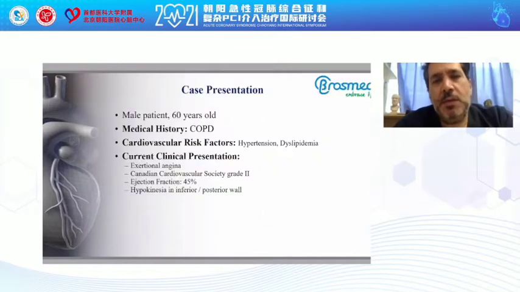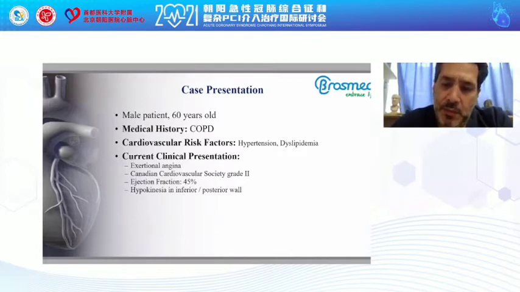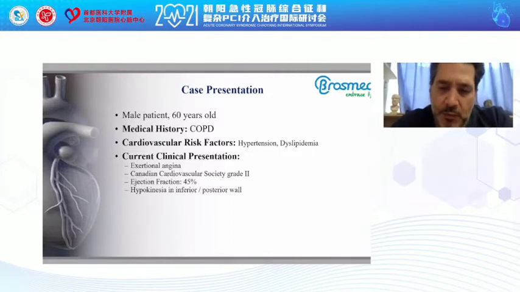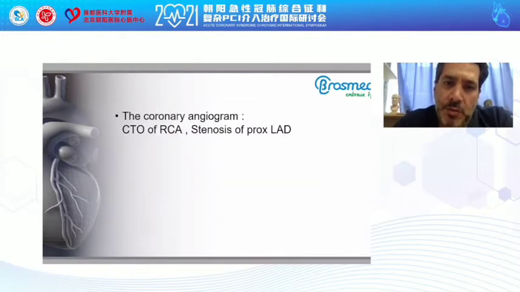Let's see the cases. The first one is about a 60-year-old man with chronic obstructive pulmonary disease. He was hypertensive and dyslipidemic, and he had exertional angina, CCS grade 2, with ejection fraction 45% and hypokinesia in the inferior posterior wall. The coronary angiogram revealed a CTO, chronic total occlusion of the right coronary artery, and a tight stenosis of the proximal LAD.